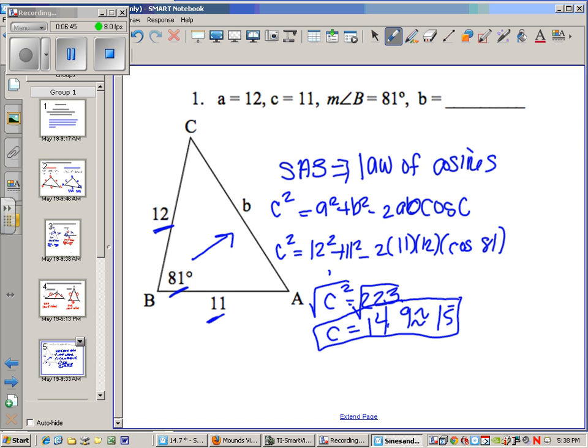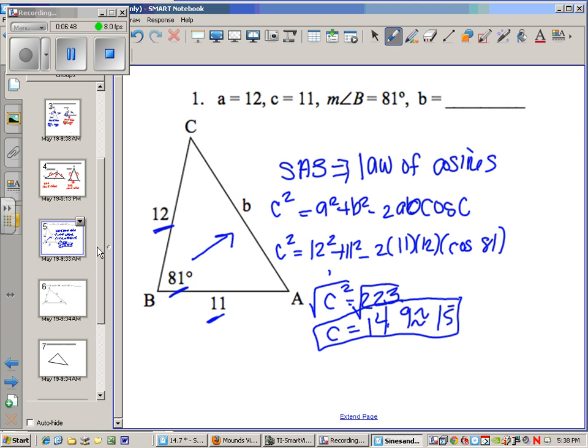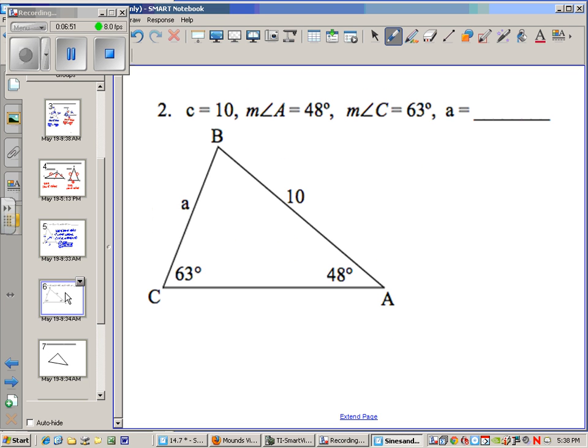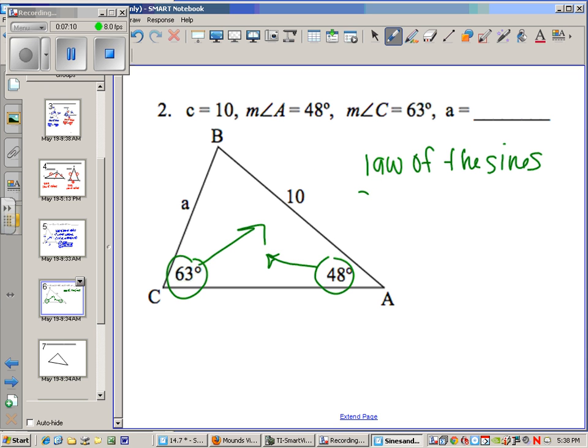All right, so that's an example where we had to decide to use the law of cosines. Let's look at another example and decide what to use. I look at this picture and I see that I have an angle and its opposite side, and I have another angle and I'm trying to find the side opposite of that. So I'm hoping this reminds you of the law of sines. And the law of sines, remember, is sine of A over A is equal to sine of B over B.